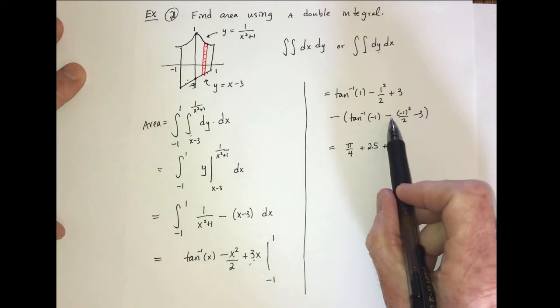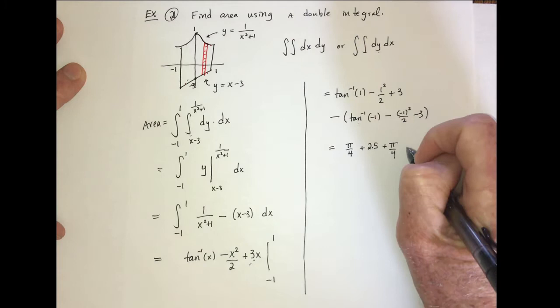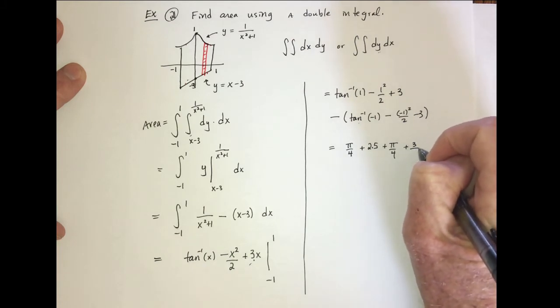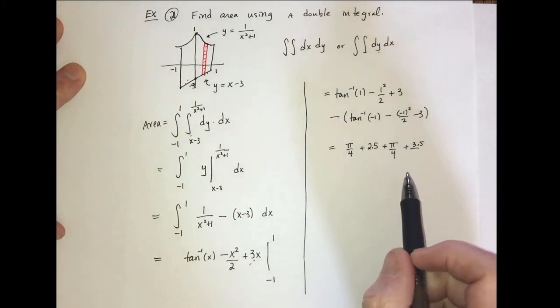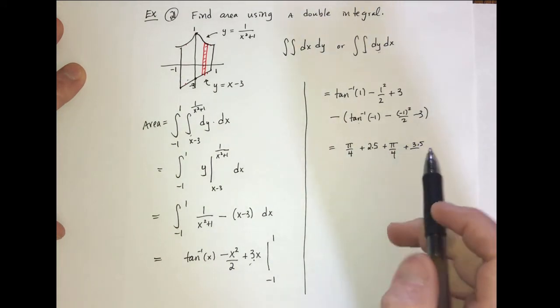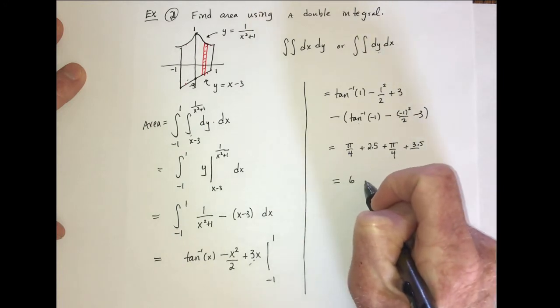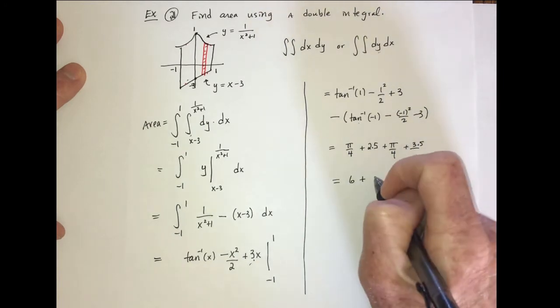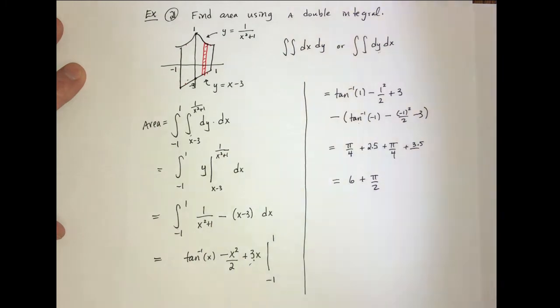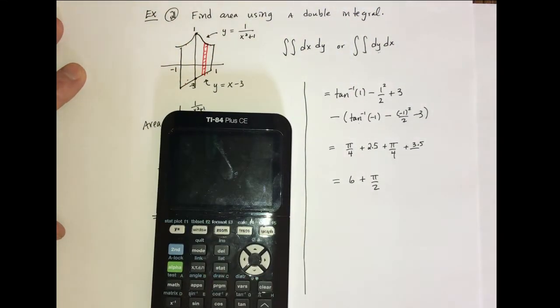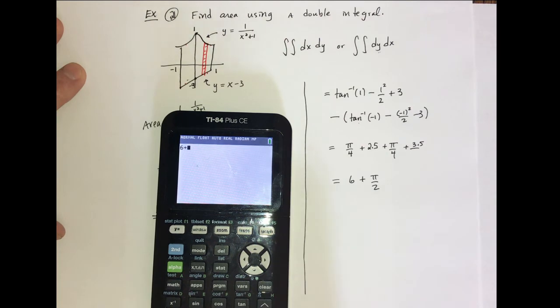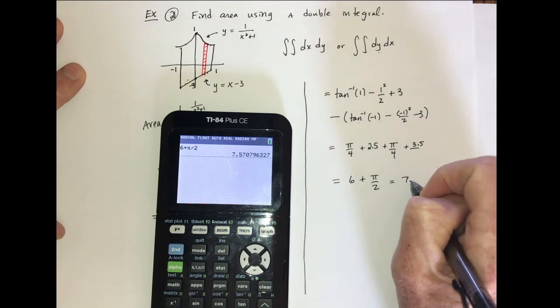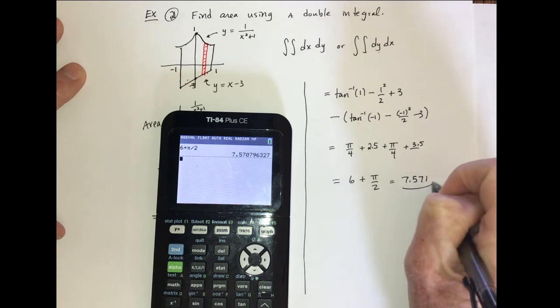And then this would be negative 3.5. With this makes it positive 3.5. Oops, I forgot I was using decimals, 3.5. So then adding these two together will be 6. And adding these two together will be pi over 2. Or 6 plus pi over 2, 7.571 if you go to 3 decimals.